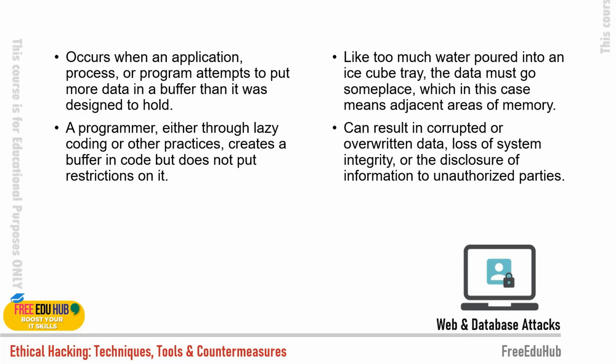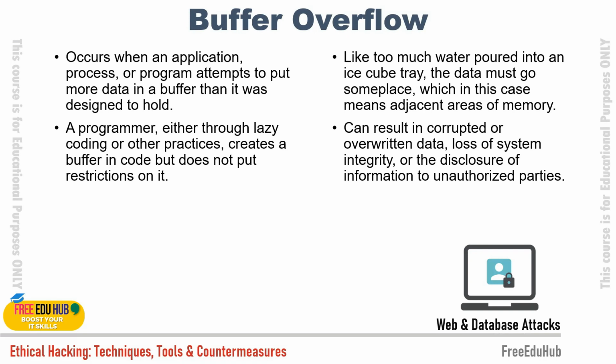A buffer overflow occurs when a program attempts to put more data in a buffer than it was designed to hold. So there is a size of a buffer. If the data that falls in that bucket is more than its size, it would overflow. A programmer, through lazy coding or other practices, creates a buffer in code that does not put restrictions on it, like too much water poured into an ice cube tray.